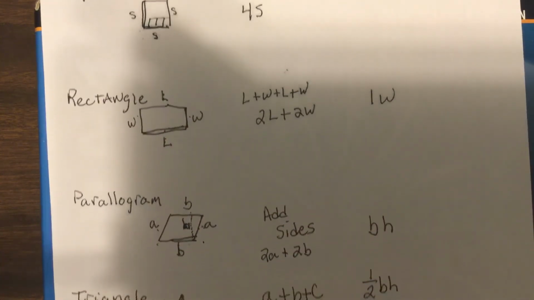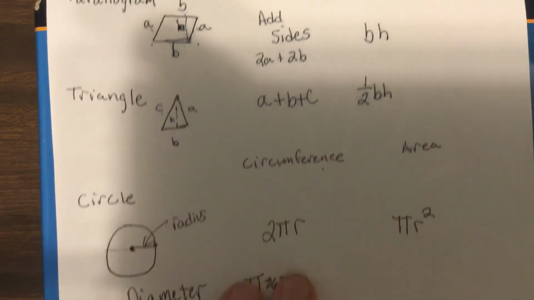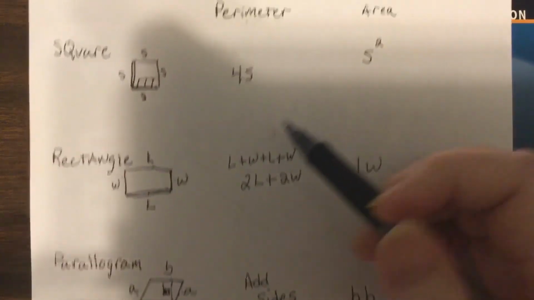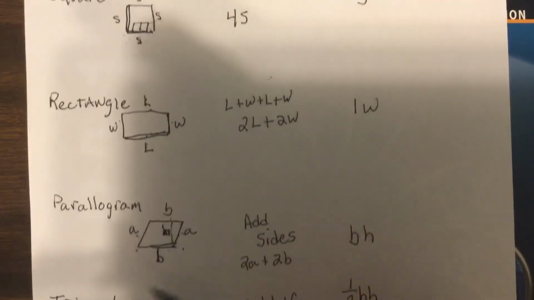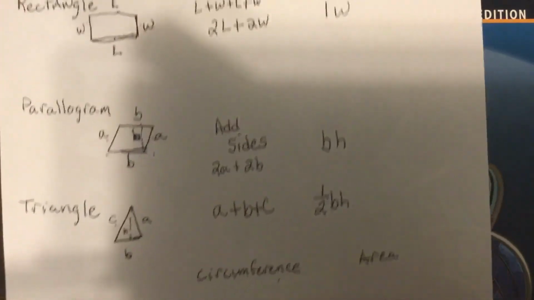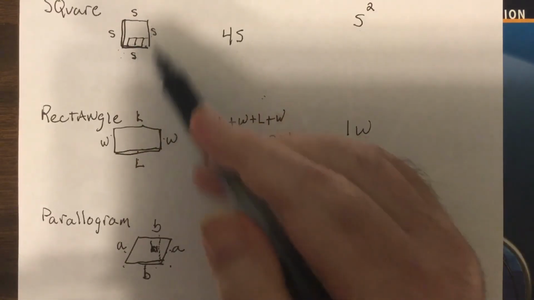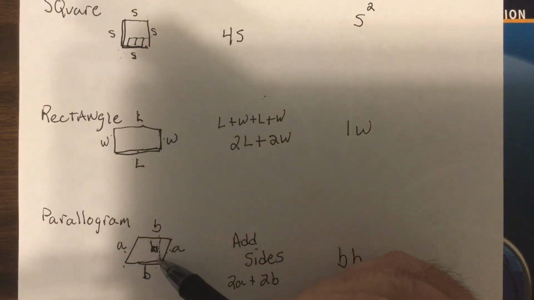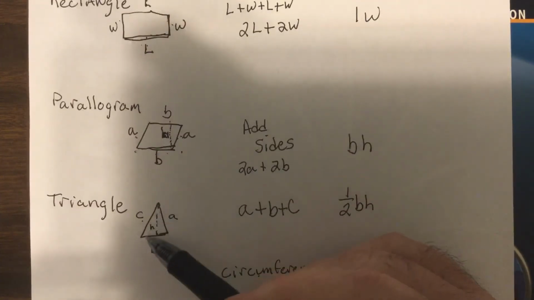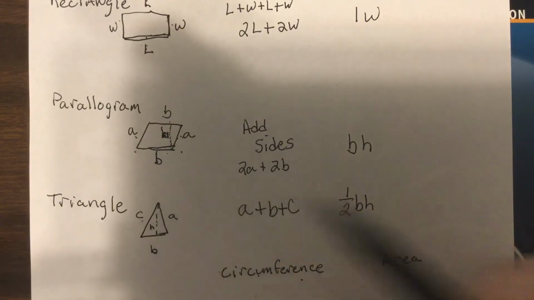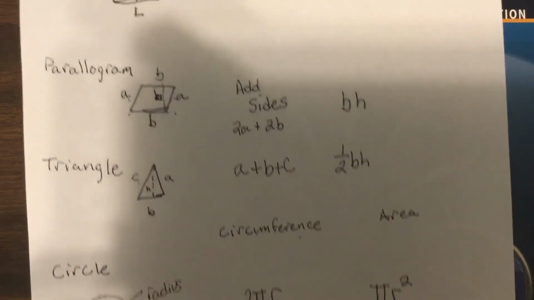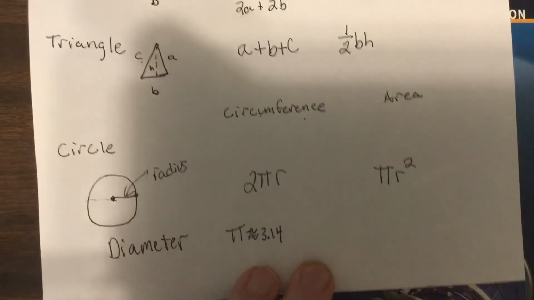Memorize. Get them down. But again, with perimeter, just remember, add up the sides, add up the sides, add up the sides. And then area, side times side, and then the base times the height, and half of that.